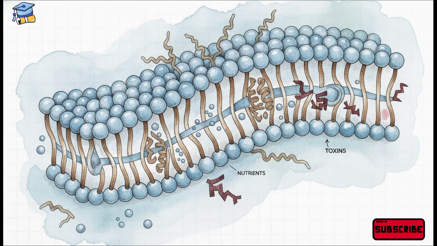The foundation here is a phospholipid bilayer. Each phospholipid has a polar hydrophilic, meaning water-loving, phosphate head that faces outwards. Then it has two non-polar, hydrophobic or water-fearing, fatty acid tails that face inward, hiding away from the water. This creates an incredibly effective barrier that keeps the good nutrients in and the bad toxins out.